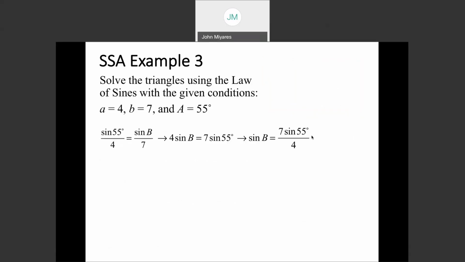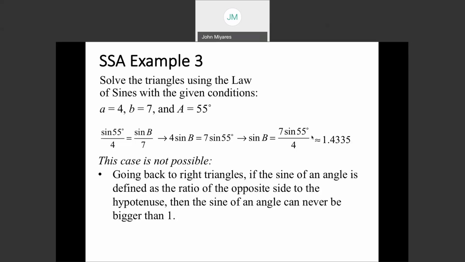And if we divide by 4, we aren't seeing any problems so far until we turn things into a decimal and get the sine of B equals 1.4335. Here's our dilemma. In section 6.2, we discussed the idea that the values of the sine function only range between 0 and 1 because you're setting up a ratio of the opposite side to the hypotenuse. If the hypotenuse is always supposed to be longer than the opposite side, then the fraction opposite over hypotenuse can never be bigger than 1.